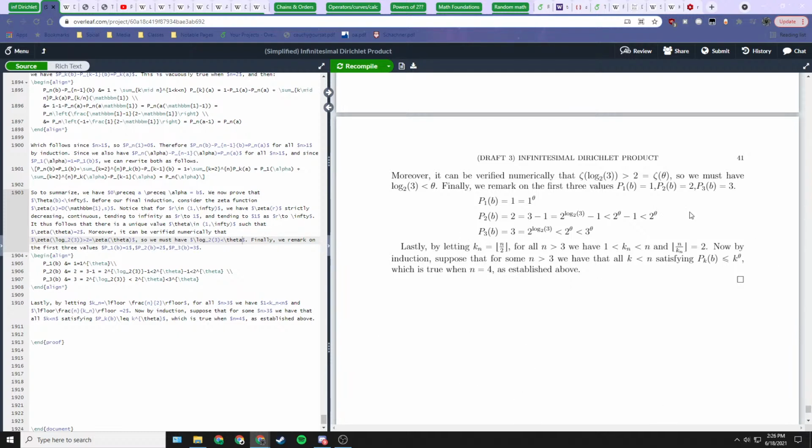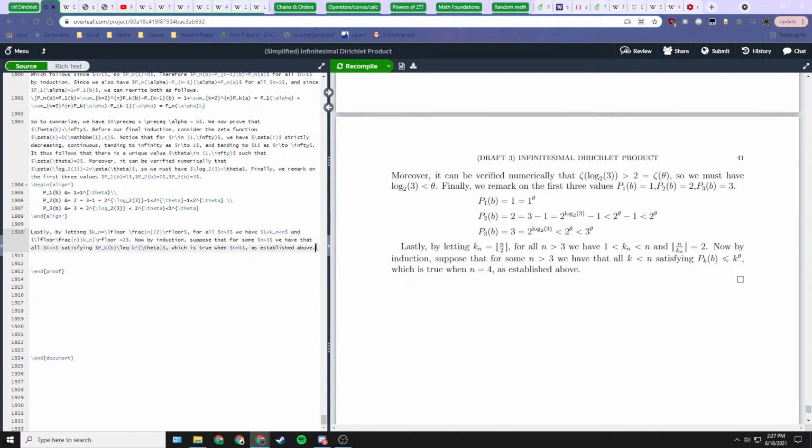So we'll say by induction, suppose that for some n greater than 3, we have all k less than n satisfying this. So we do have this satisfied when k is 1, when k is 2, when k is 3. And since n is greater than 3, this is vacuous. This is true when n is 4. Now by induction, okay, so we got these 1, 2, 3, and we've set up our premises.